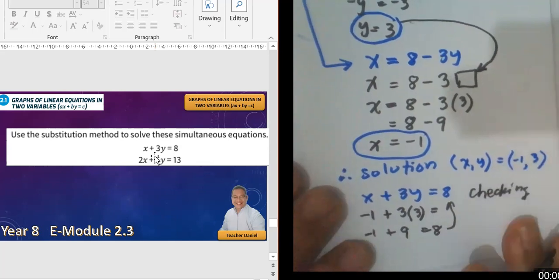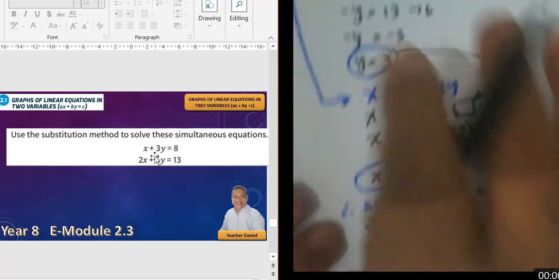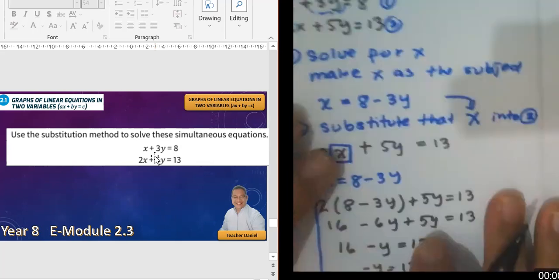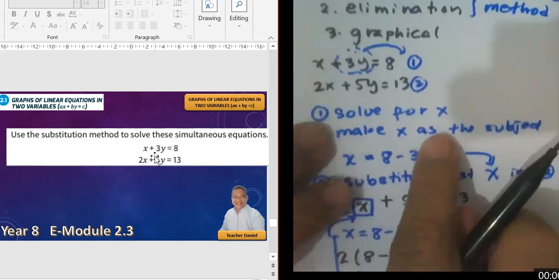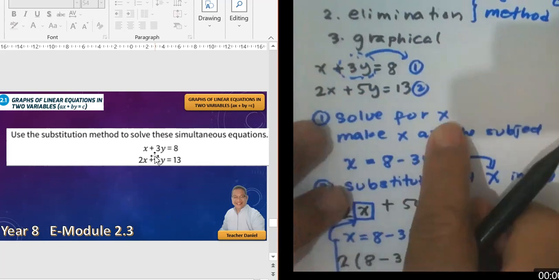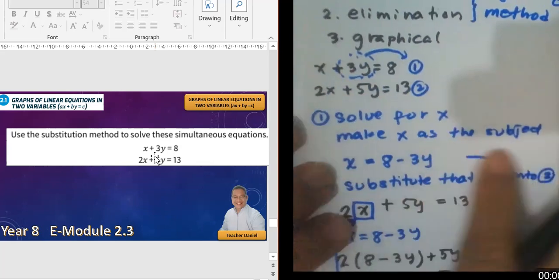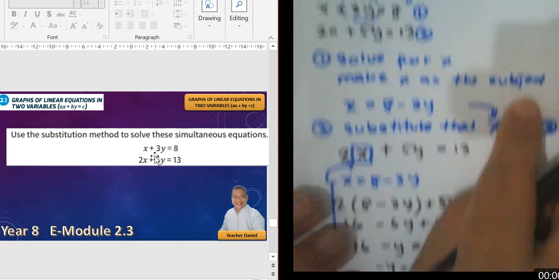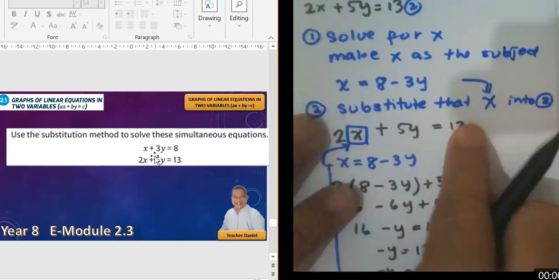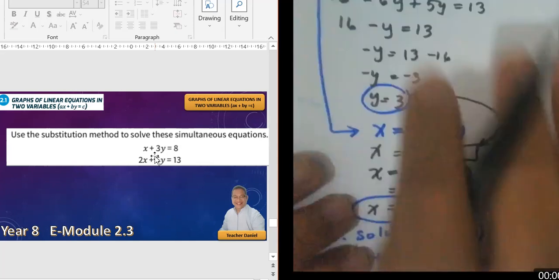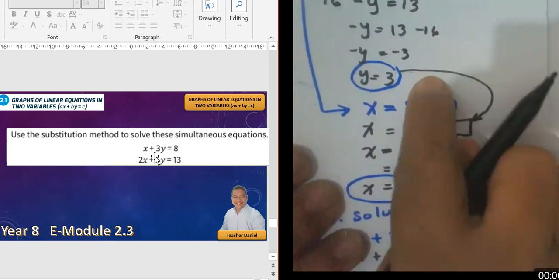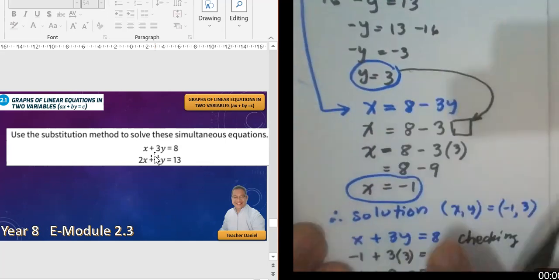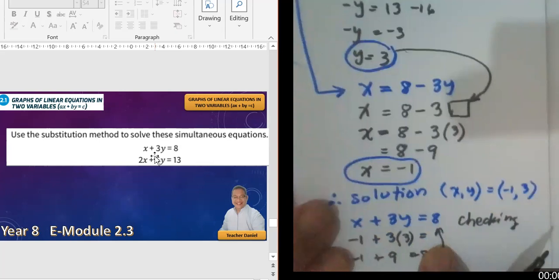Okay, so in here, guys, let's try to look at the steps. The first one is to solve for x. Make x the subject. Then after that, substitute. Then solve for y. And then solve for x. And then you check. Okay, so simple.